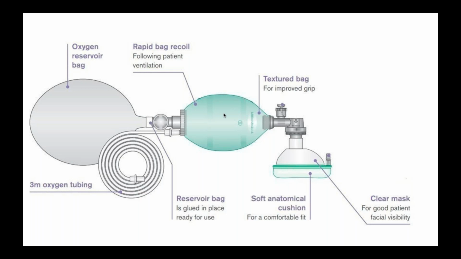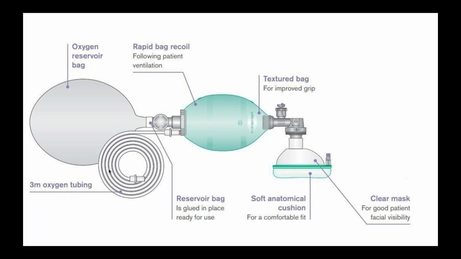Any doubts here? So you just remember the parts. This is an ambu bag. This is the self-inflating bag region. This is the patient area. This is the pop-off valve. This is the one-way valve which is attached to the mask or to the endotracheal tube. The surface is textured for a good grip. This is the broad port which is attached to the oxygen reservoir, and this is the narrow port which is attached to the oxygen source.